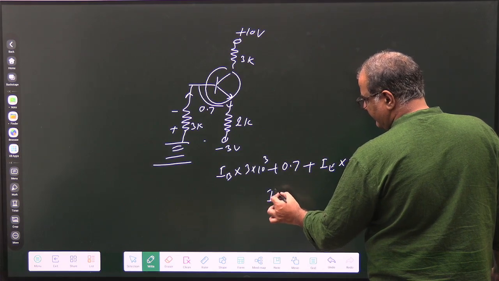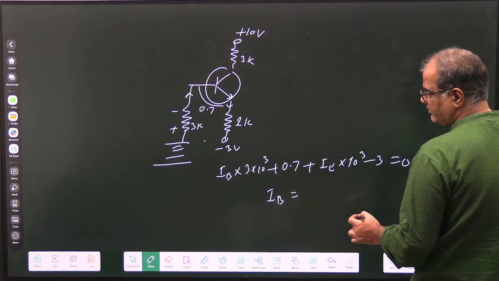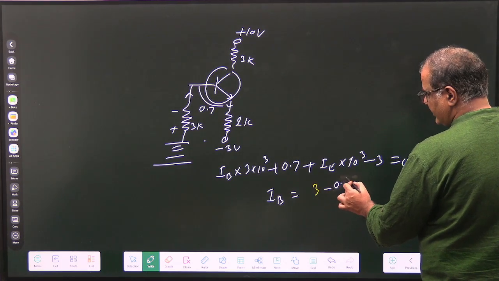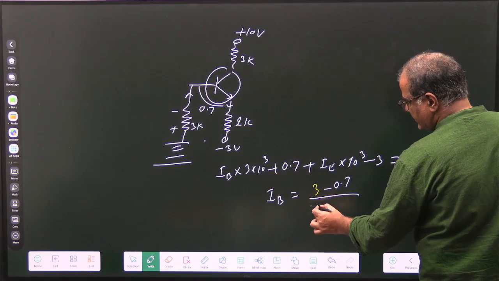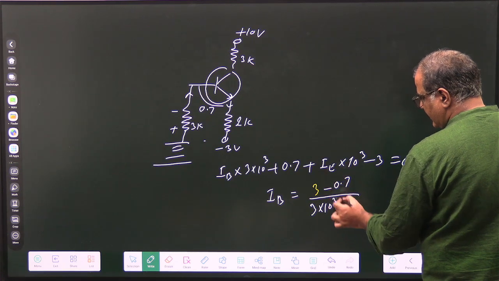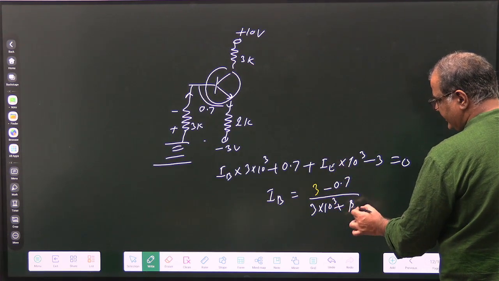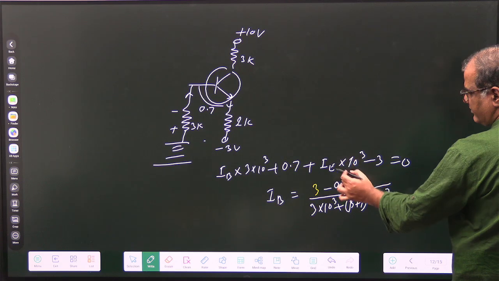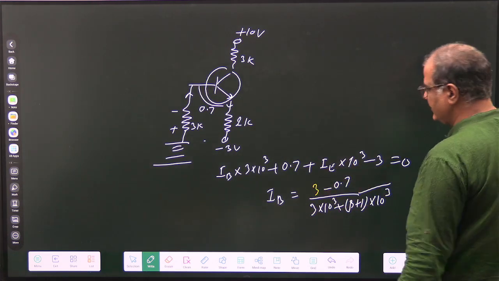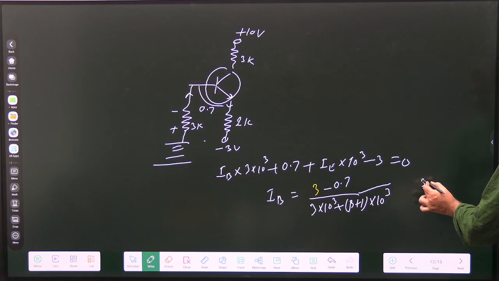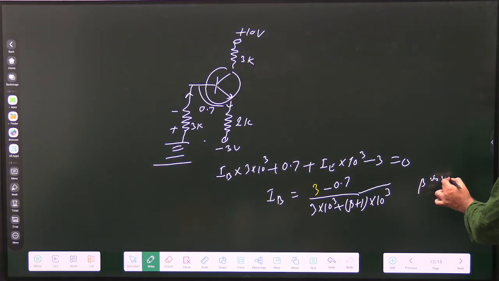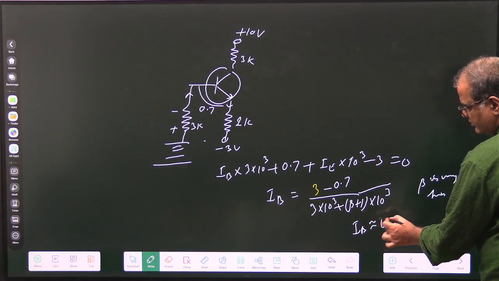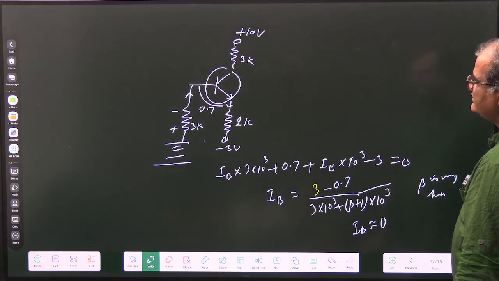Tell me, I can write IB equals, tell me what I can write now. IB equals minus 3 minus 0.7 over 3 into 10 raised to power 3 plus beta plus 1 into 10 raised to power 3, correct? Now if they say beta is very high, then IB you can take as 0 now. IB almost 0. If IB is 0, IC is 0.